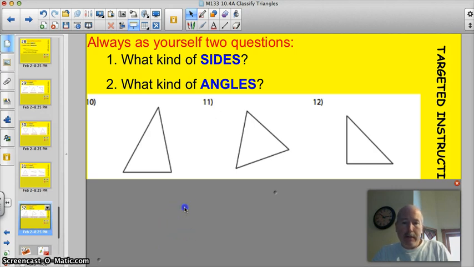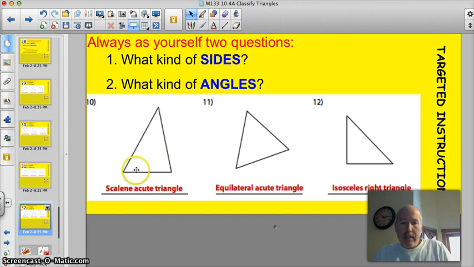Let's see how you did. This is scalene, but it's acute. All three sides are different, but all angles are acute. This is the equilateral acute again. Equilateral are always going to be acute. They have to be, because if you've got two sides that are the same, you're going to have two angles that are the same. If you have three sides that are the same, you're going to have three angles that are the same. If no sides are the same, no angles are the same. It's just very simple. And then the last one, an isosceles triangle, two sides that are the same, and it is a right triangle.